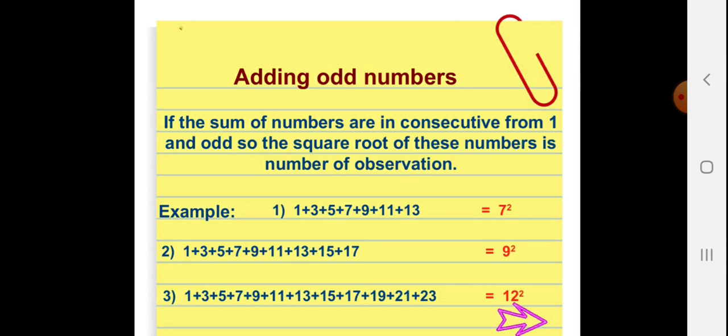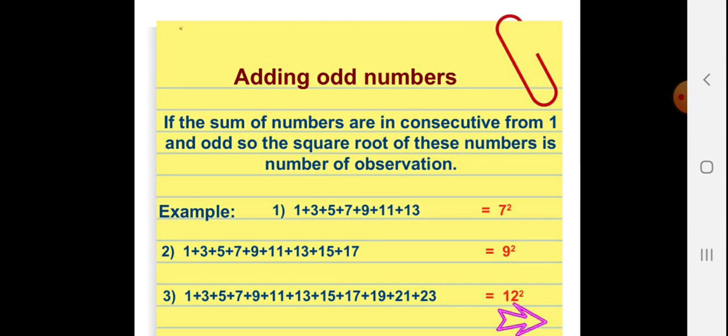Adding odd numbers. This is one more interesting fact. If the sum is of consecutive odd numbers starting from 1, then the square root of the sum is the number of terms. For example, 1 plus 3 plus 5 plus 7 plus 9 plus 11 plus 13. How many numbers are there? 1, 2, 3, 4, 5, 6, 7. So 7 squared, which is 49. You just add them up, you'll get 49.